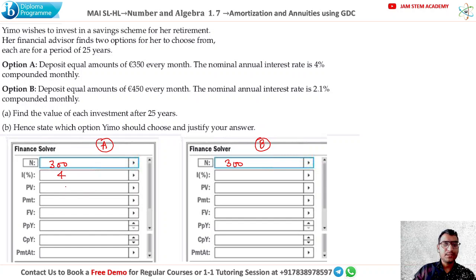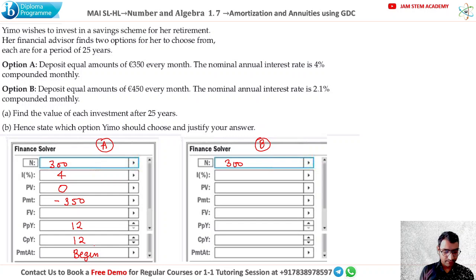PV, present value. What is the present value? Nothing. It was 0 in the beginning. Payment, what we are making? Negative 350 for the first option. Future value that we have to calculate. Leave it as it is. Payments per year, 12 payments per year. Compounding per year is again 12. Payments are made at the beginning, because it's an investment. It is not repaying something.